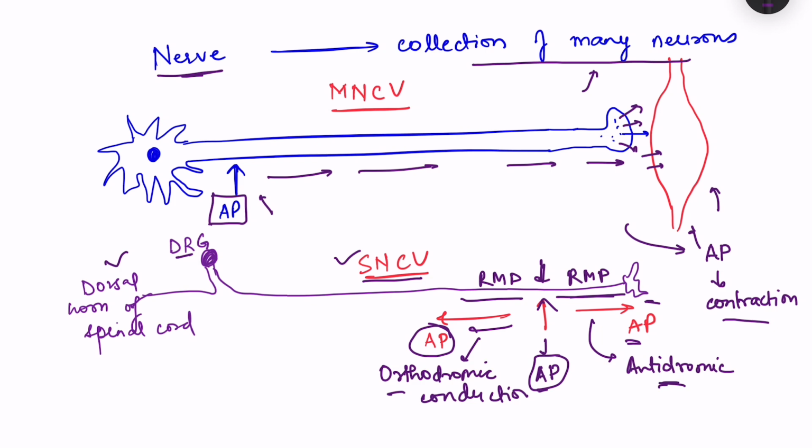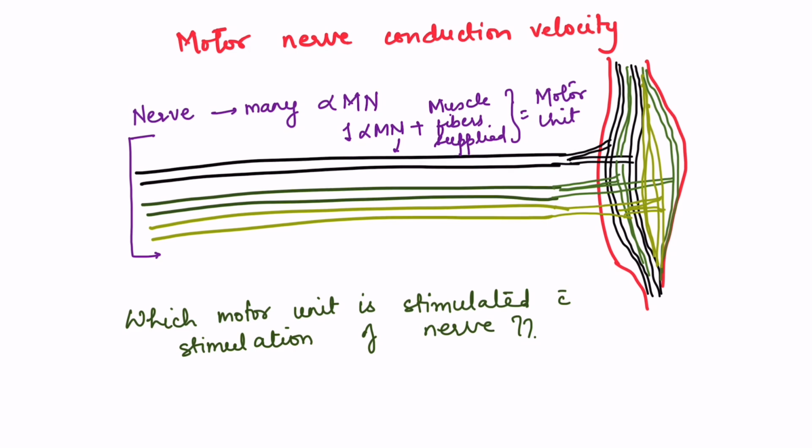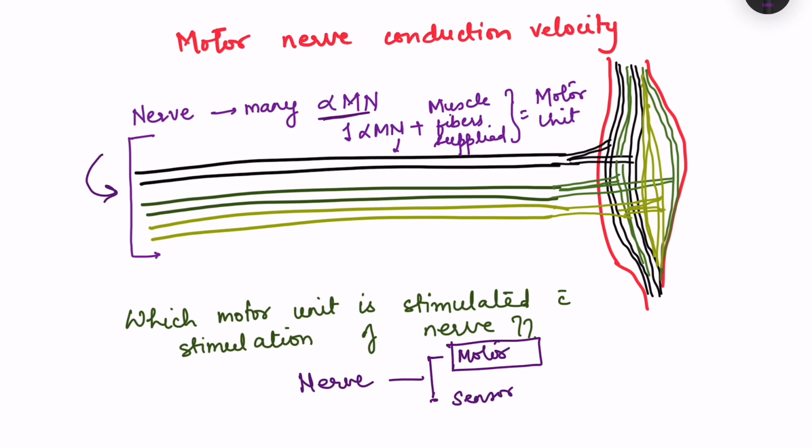Now moving on to the details of motor nerve conduction velocity. So in motor nerve conduction velocity, I told you we have to record from the muscle. We have to stimulate the nerve and we have to record from the muscle. Now this nerve has many alpha motor neurons. Okay, it's a collection of neurons. Nerve is a collection of the neurons, and it can have both motor as well as sensory fibers. Some are coming from the spinal cord, some are going towards the spinal cord. So here we are bothered about the motor nerve fibers. Okay, so here this nerve is showing a lot of motor nerve fibers.